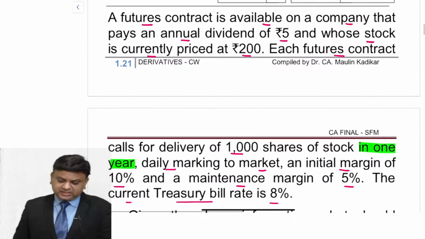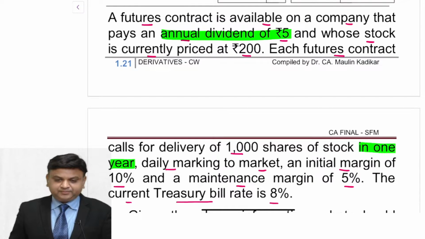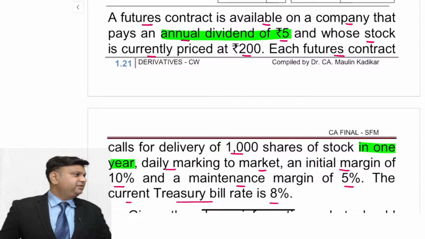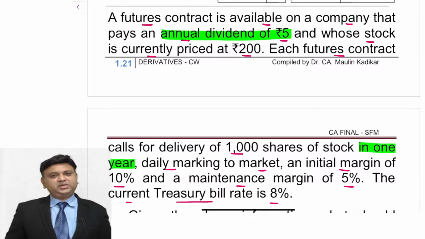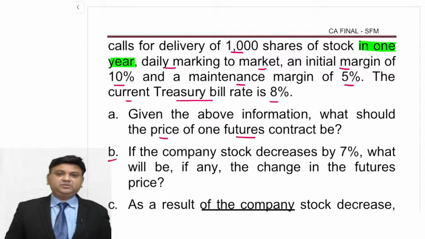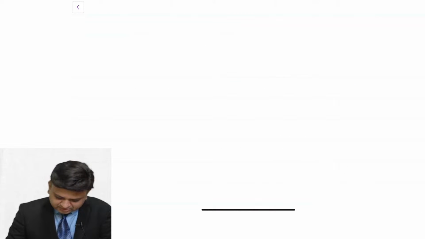Dear students, over here the question is providing that the company pays an annual dividend of rupees 5. So again we will make a simple assumption that dividend of rupees 5 is supposed to be paid at the end of the year, just 1 day before the expiry of the futures contract. So I want you to make the calculation of the answer of the A question and put your answer in the chat box. So please write down the answer of the question.